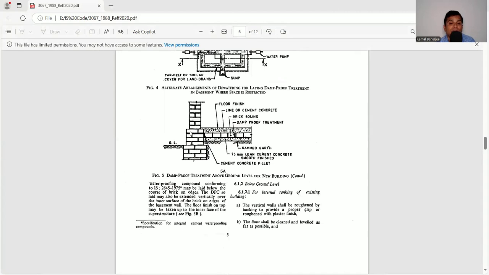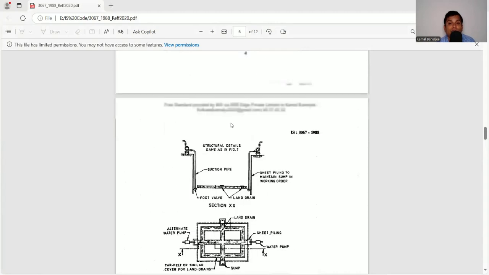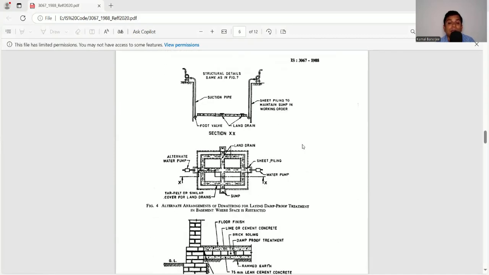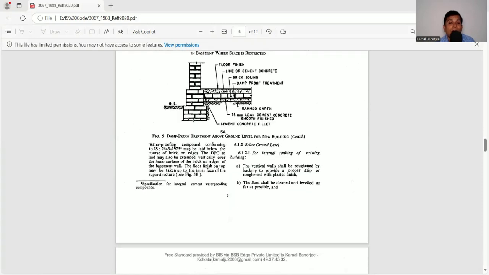It is not here or there. It should cover the full thickness to prevent the penetration of the water. Then for effective damp proofing in the basement walls of residential building, a course of DPC in cement mortar with necessary waterproofing compound conforming to IS 2645. So DPC should be cement mortar or the rich cement concrete along with the waterproofing compound, which may be laid below the course of brick edge.